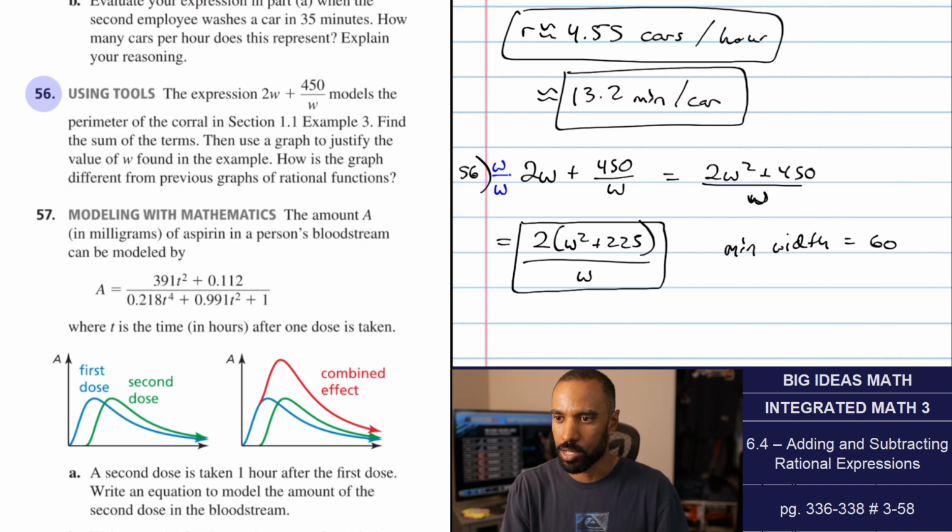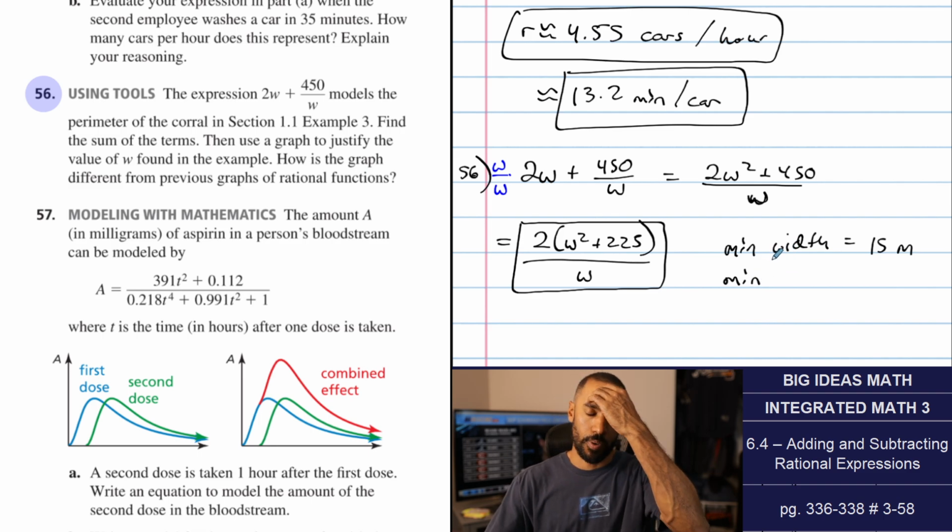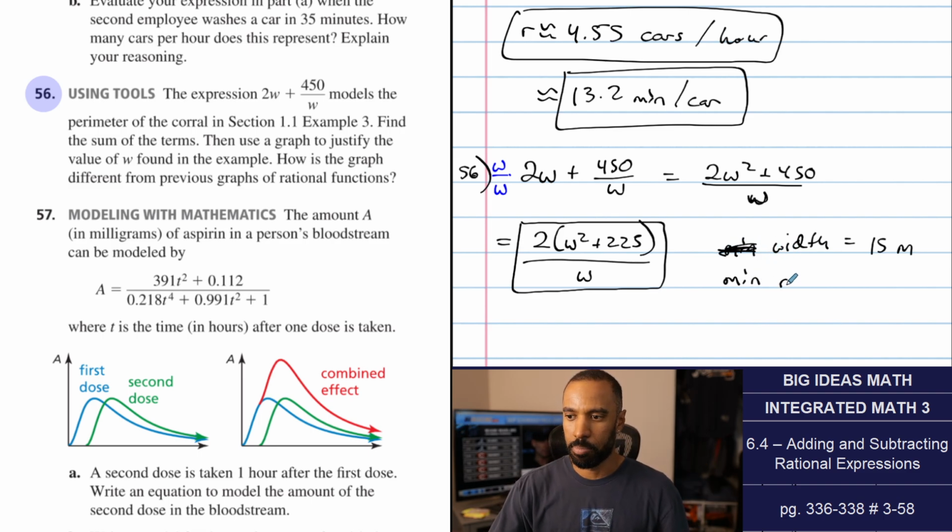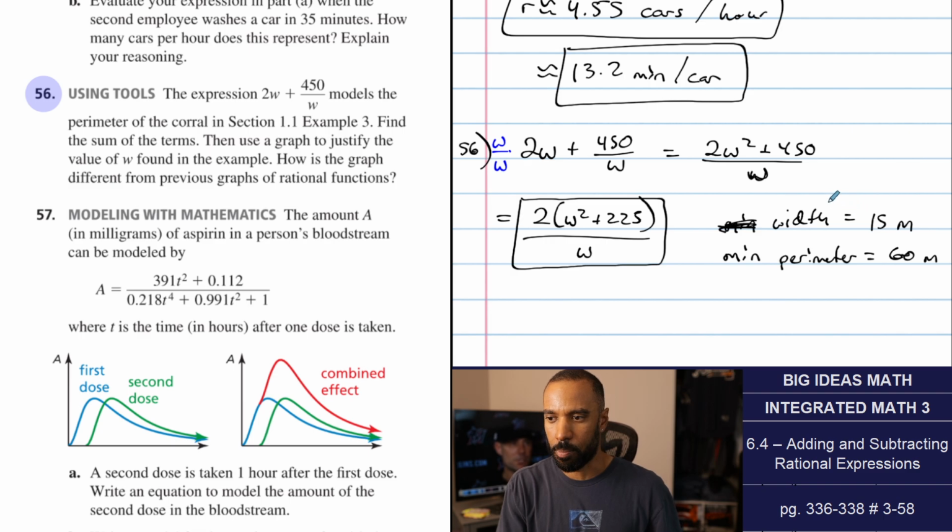It doesn't say the units. It doesn't say if this is feet or anything like that. Oh, meters. Wait, is this right? I think it's meters. Minimum width is 15 meters. And the minimum perimeter, not the minimum width, the width to get the minimum perimeter is 60 meters. Kind of a weird example that we have to go back and forth like that.